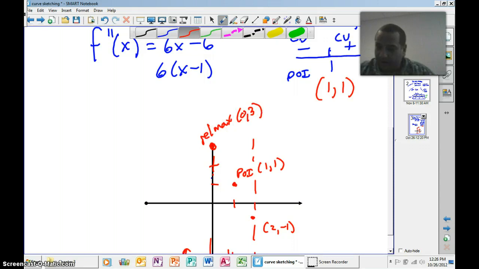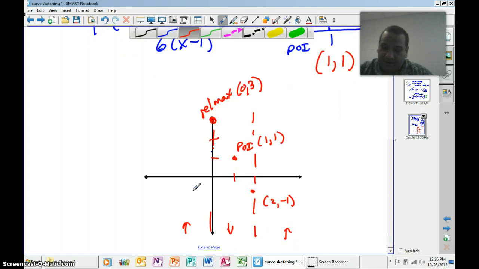All right, so I'm figuring it's going to do this. Increasing to here, relative max. Decreasing. And then it decreases here. But notice the concavity is changing, and then it's going to increase again.